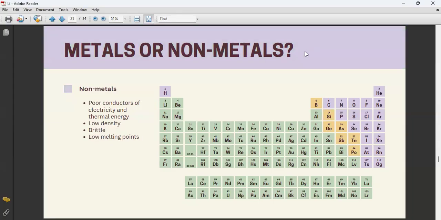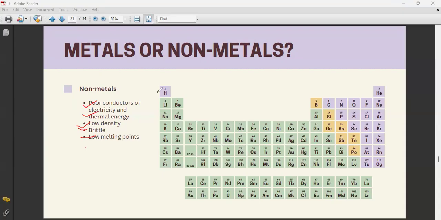Similarly, how are the non-metals placed? All these purple boxes. Let's see the properties of non-metals. They are poor conductors of electricity and thermal energy. They have low density. They are brittle, and can be broken down into powdered form. They have a low melting point. They are non-malleable, non-ductile, and non-sonorous. They are non-lustrous, which means they do not shine, and they cannot produce sounds.